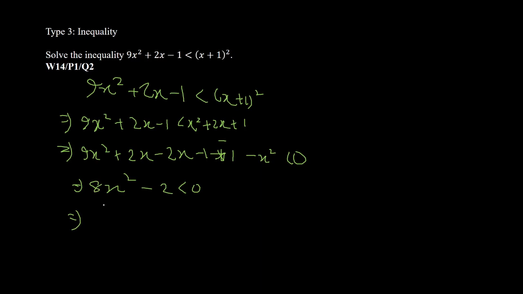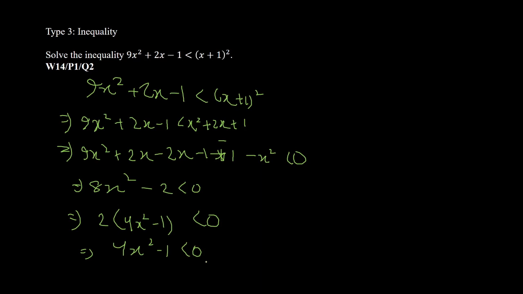And then we can take 2 as a common factor, so we can write 4x square minus 1 less than 0. So we have 4x square minus 1 less than 0. Now you might be tempted to say that, well, it's an equation, so we can take this one to the other side and then use division and then square root on both sides. However, because it's an inequality, we cannot do that.